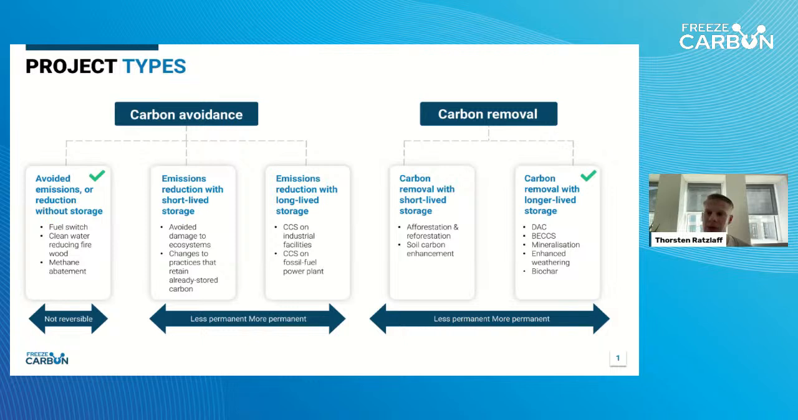So carbon avoidance projects have been around for quite many years now. And therefore, the process of setting up these projects and the technology is quite well established. Carbon avoidance projects in the market cost about €5 per ton of CO2 avoided. On Freeze Carbon, we have projects starting at €7 and going up a little bit higher as well.